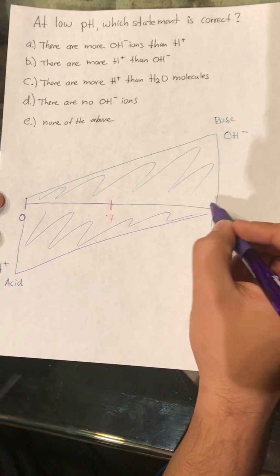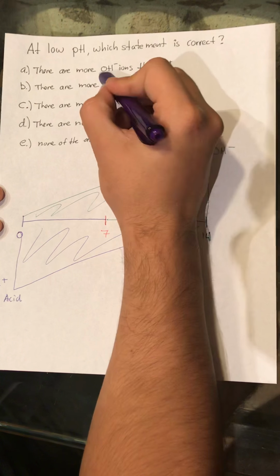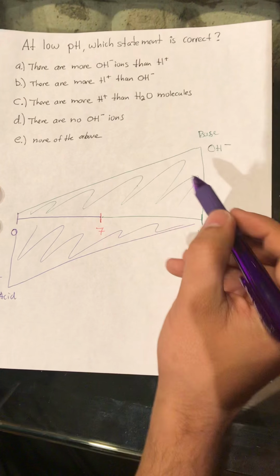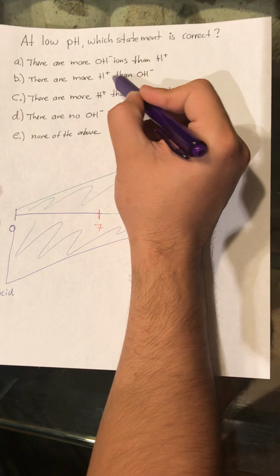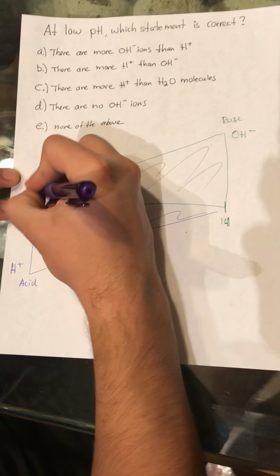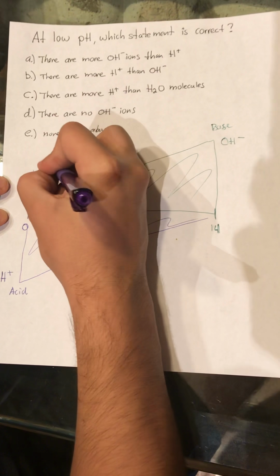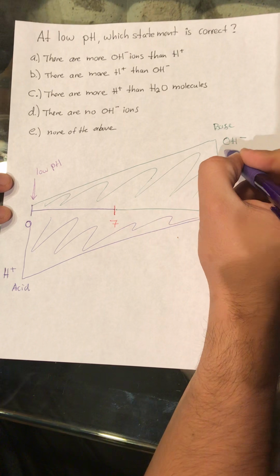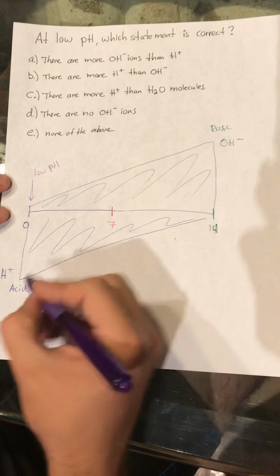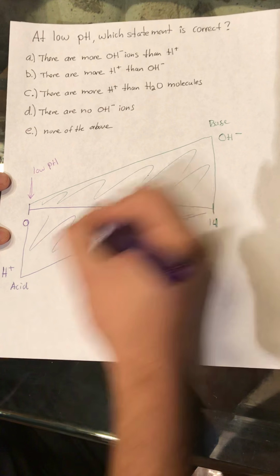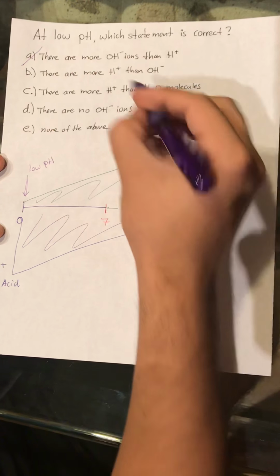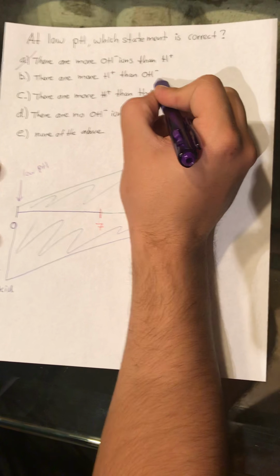So now, knowing this, let's read the answers and scratch out which ones are incorrect. So A, there are more hydroxide ions than hydrogen ions. So there are more at low pH. So let's say this is low pH, right? There are more hydroxide ions than hydrogen ions. So that's incorrect because here at low pH we have more hydrogen ions than hydroxide ions. So A is incorrect.